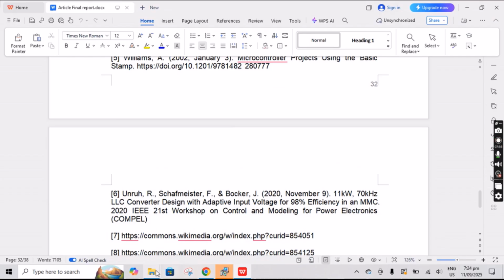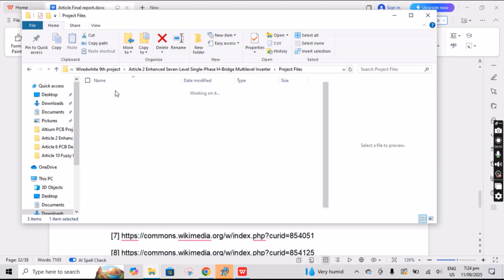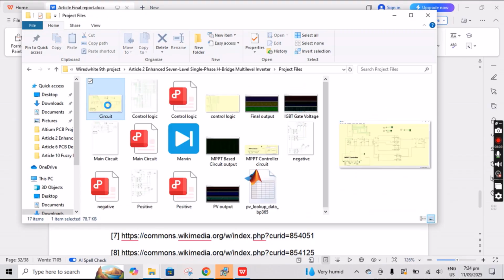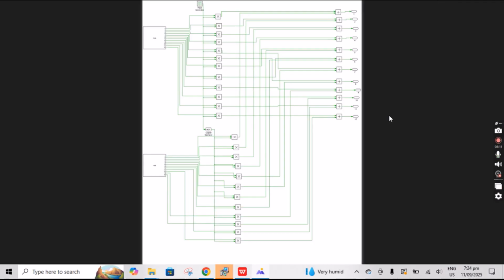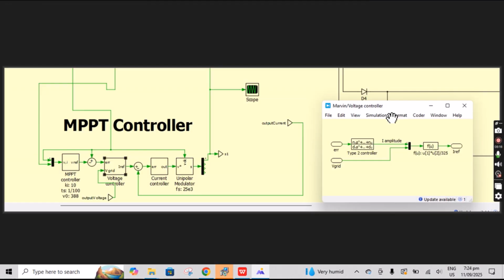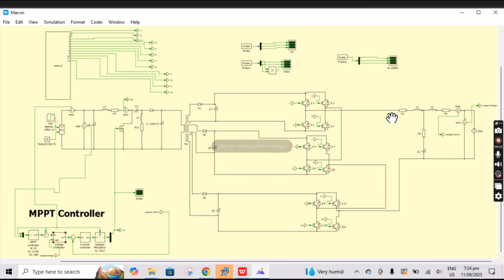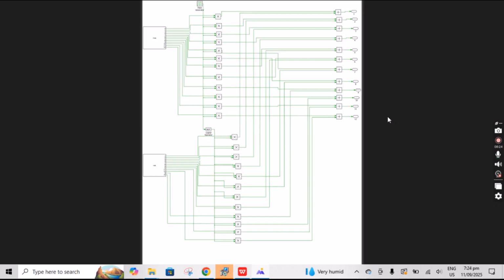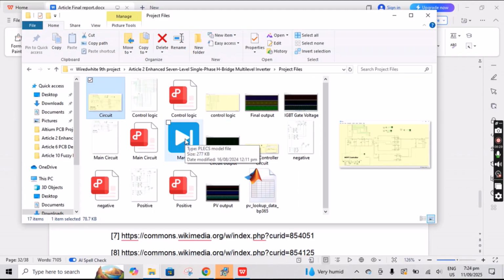The next part, let me show you the project files, in which I have taken the complete output power diagrams. These are the complete input and output systems, which contain the power levels and circuit diagram, and the complete circuit diagram is also included.